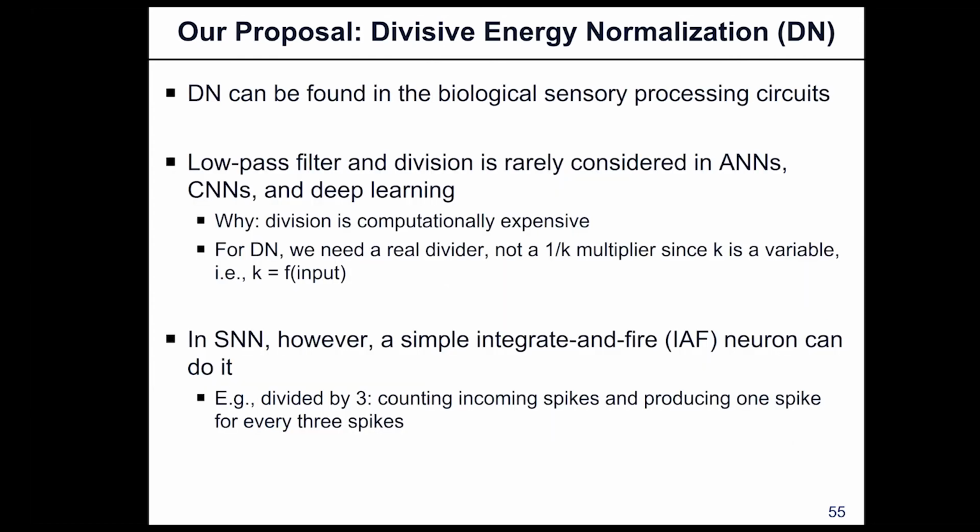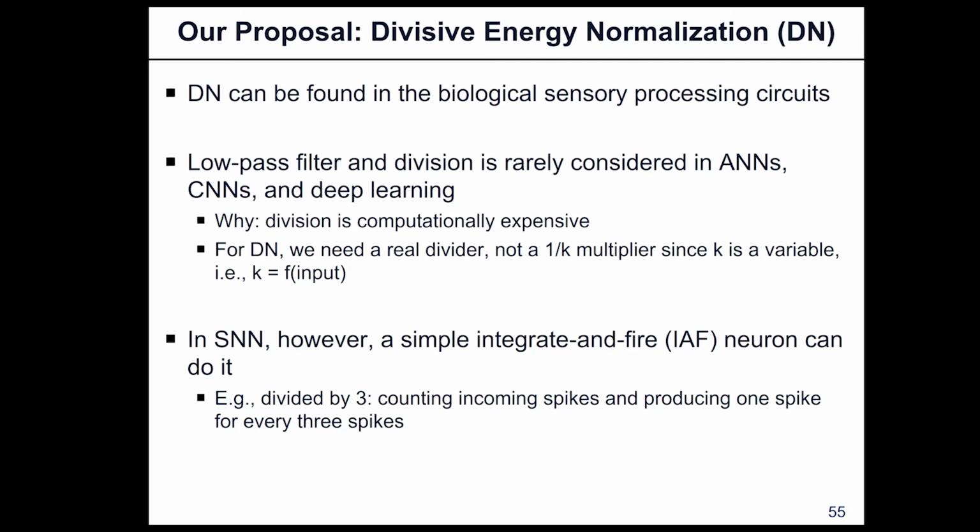And I have a few more comments here. I already mentioned that divisive normalization is actually found in biological sensory processing circuits. I think it's in the olfactory system, your nose system. It is also considered to be, I don't exactly know if it is in the eye, but I'm very sure that it is in the olfactory system. So these are biological sensory processing circuits, and this is inspired by that actual biology. And if you study deep learning or artificial neural networks, low-pass filters and division are very rarely considered in ANNs, CNNs, and deep learning.